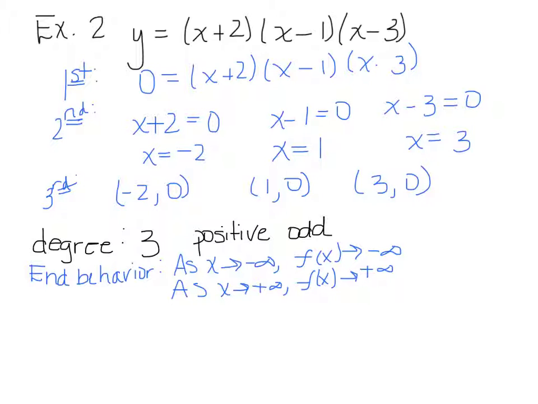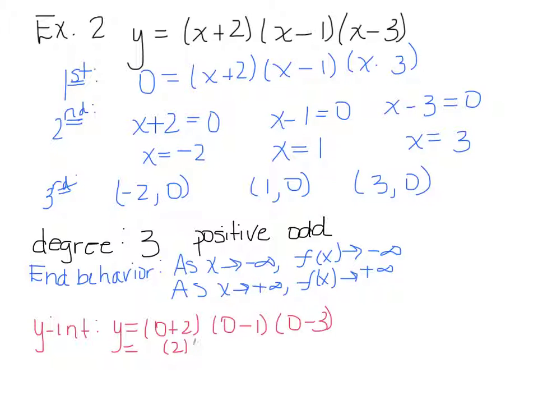And then to find your y-intercept, you're going to make all the x's 0. So then we get 2, times negative 1 times negative 3, which equals 6. So your y-intercept is 0, 6. Okay, so I have my zeros, my degree, my end behavior. Now let's do the graph.